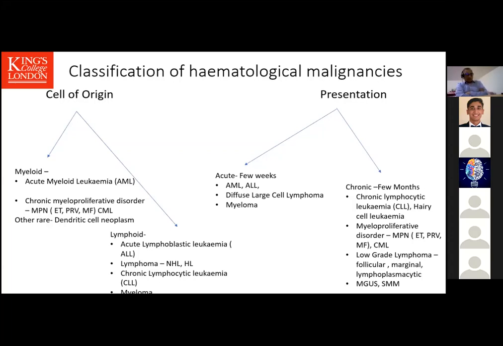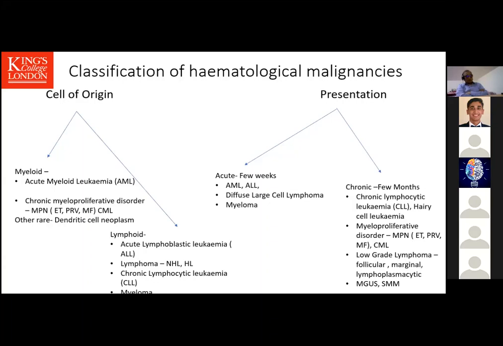which is an umbrella term used for essential thrombocythemia, ET, polycythemia rubra vera, and myelofibrosis. They are clubbed under one terminology called MPN. Then we have another chronic myeloproliferative disorder, chronic myeloid leukemia, CML, which is not clubbed under the MPN heading. And then we have dendritic cell neoplasms, which are much rarer, and I don't think we are going to go into that. Then the other cell of origin is lymphoid, that is lymphocytes and other related cells like plasma cells.